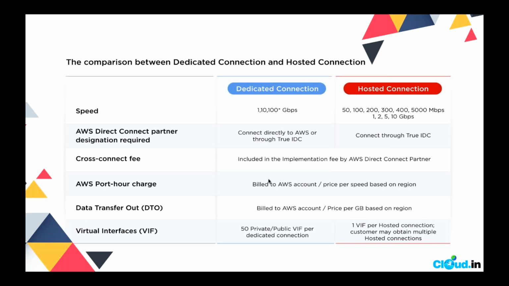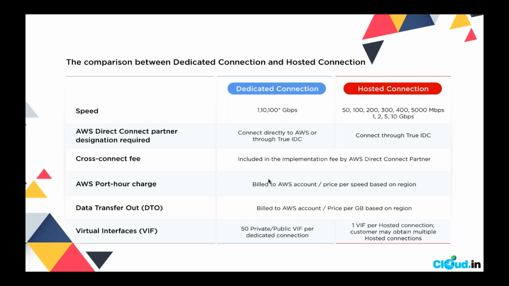The cross connect fee for both is included in the implementation fee by the AWS Direct Connect partner that you have connected with. And the port hour charge is billed to the AWS account. There are price variations for the specific port speed that you choose, and it will be easily available to you on the pricing page of AWS. Also, there are data transfer out commercials involved in this, as there will be a lot of data transfer happening between these connections. So these pricing details will also be available at the AWS pricing page.